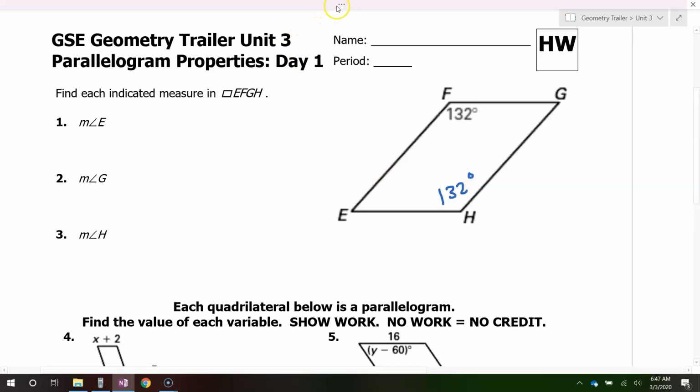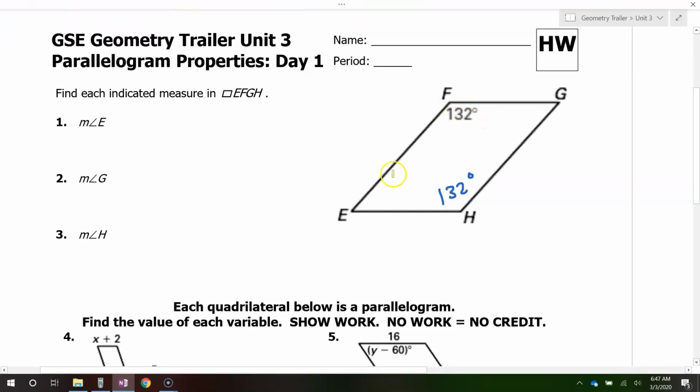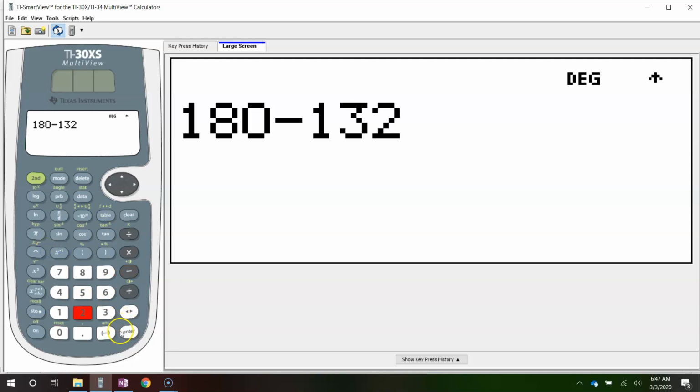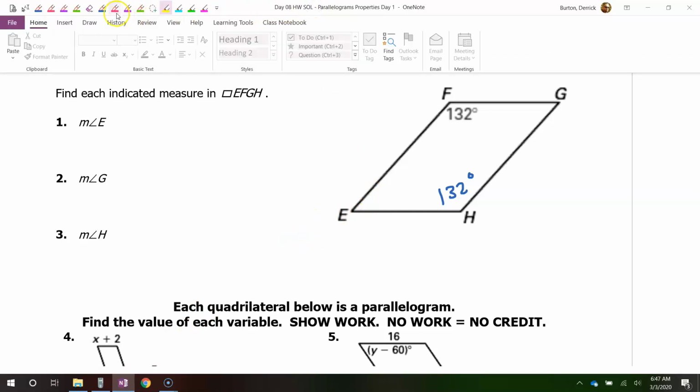Now, on the other hand, consecutive angles, the angles that are on the same side, are going to be supplementary. So this angle and this angle will be supplementary. They have to add up to 180. So if you think to yourself, what is 180 minus 132? Okay, 48. So that is going to be the measure of angle E.